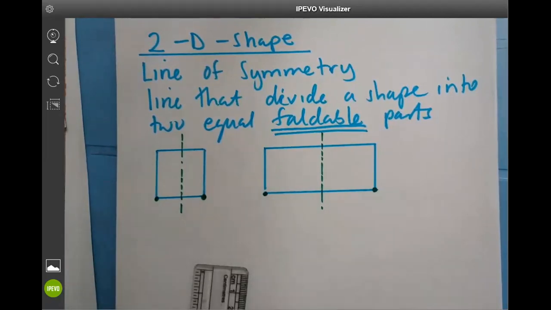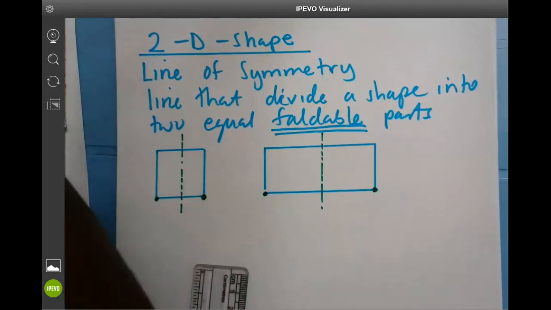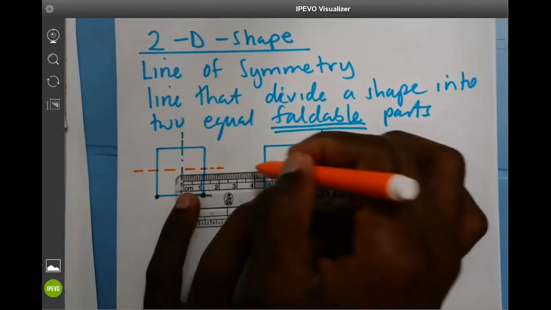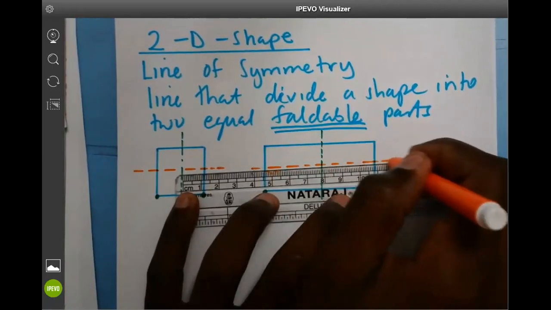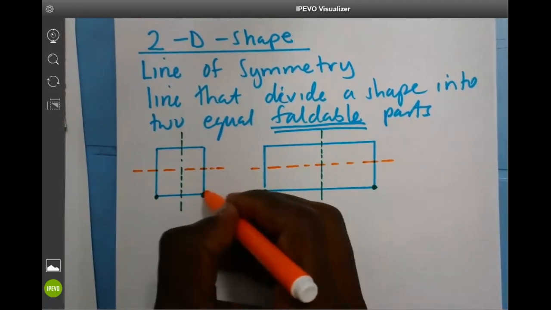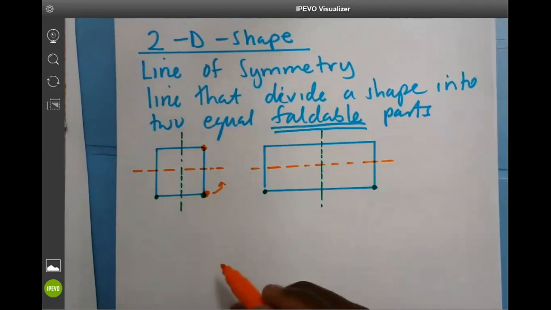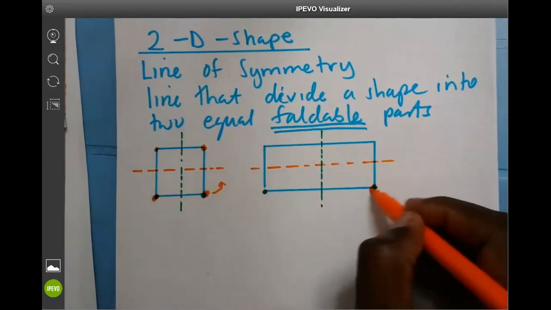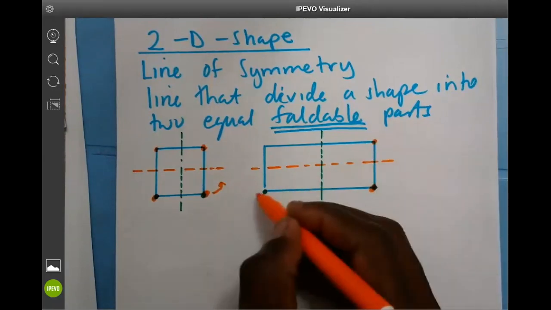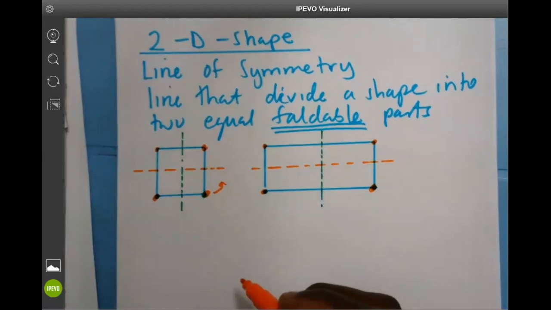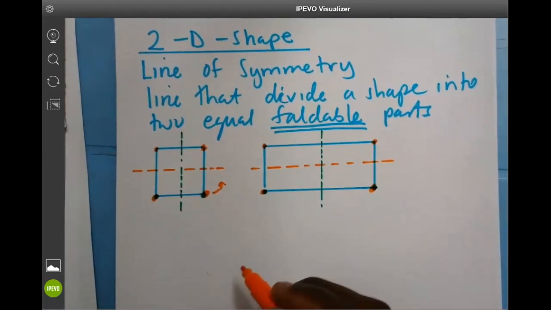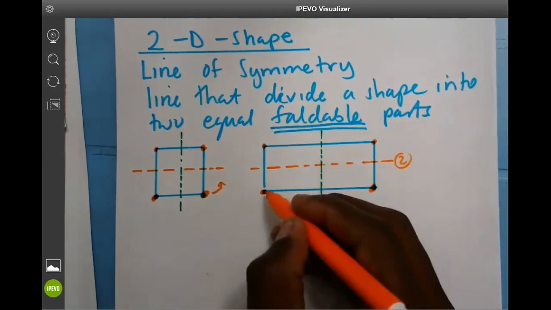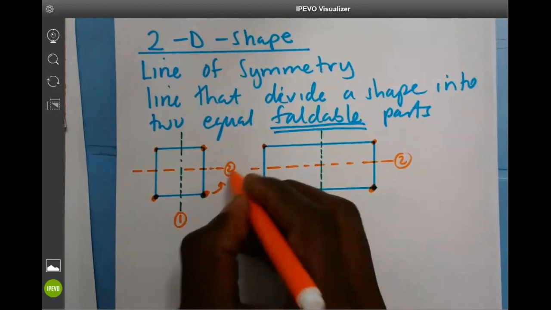Then also, you can choose to fold them another way, like this. That is possible. And also, you can choose to fold this rectangle in this way. When you fold this way, this corner here will be able to join the other corner, that side. And this one would be able to join this corner. So that is possible to fold. In the same way, this corner here will be able to join this corner, and this corner will be able to join that corner. So these are what we call the lines of symmetry. This line can divide this rectangle into two equal parts. This line can divide this rectangle into two equal parts. The same way, this line can also divide and that line can also divide.